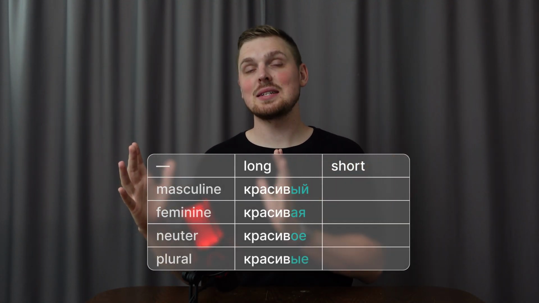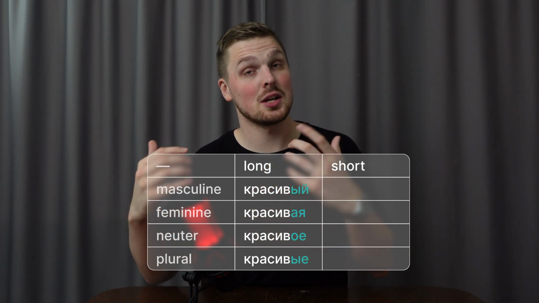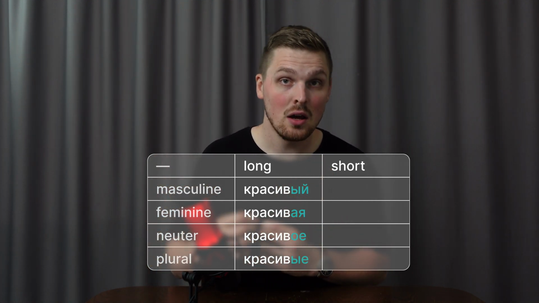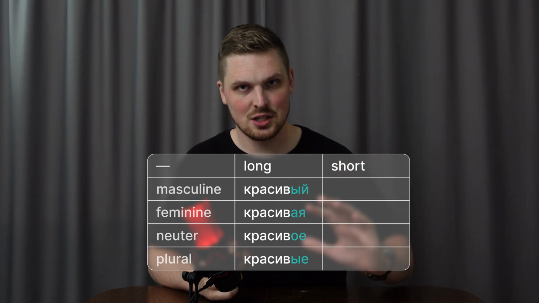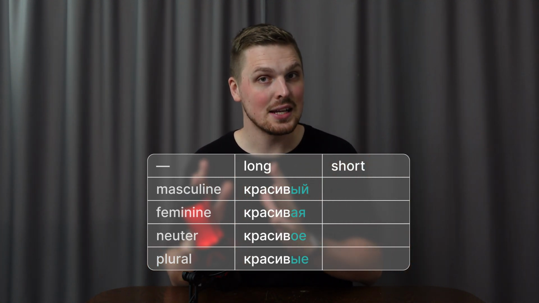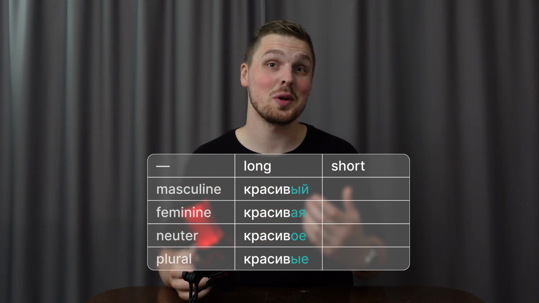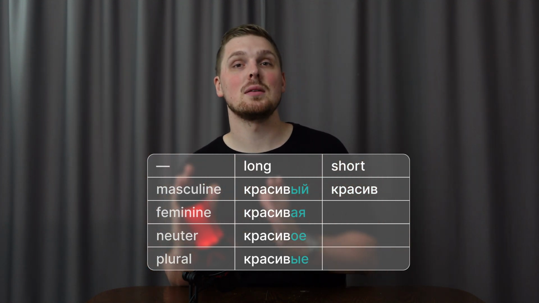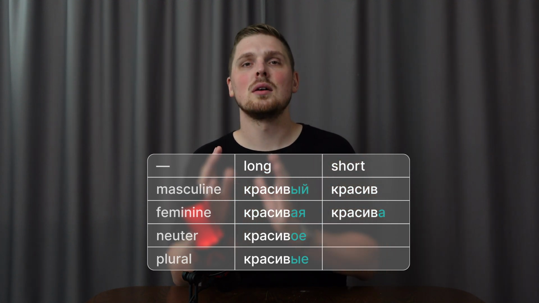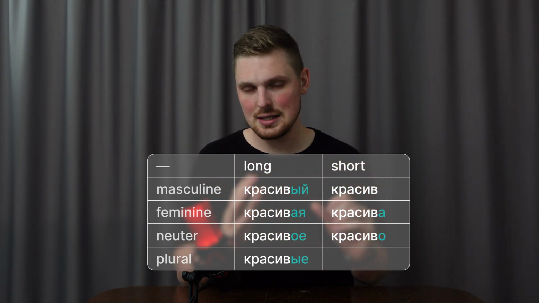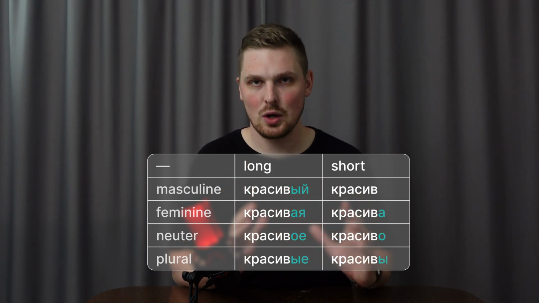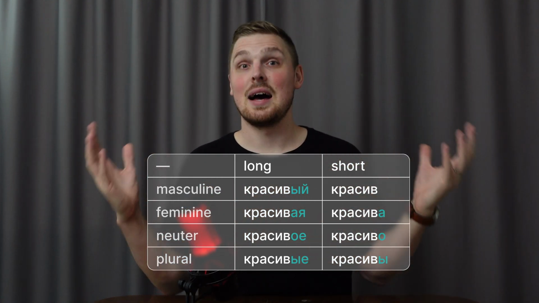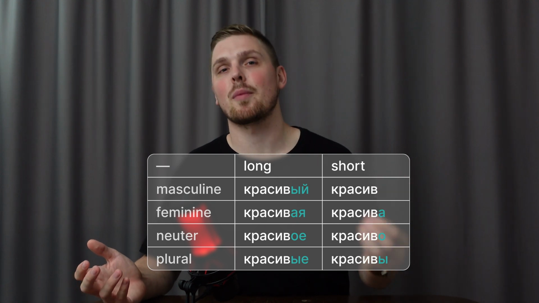So here's the table. On the right side, you see masculine, feminine, neuter, and plural. That's our genders. And the long adjectives: красивый, красивая, красивое, and красивые for each gender. For short adjectives, we remove some of the endings of long adjectives. In other words, we shorten them, right? So for masculine, it's going to be красив. Feminine, красива, only one letter. Neuter, красиво, with the O at the end. And plural, красивы. So as you can see, for masculine, 2 letters got removed. For all the rest, just 1. And that is it. That's all we have to do to form our short adjectives.